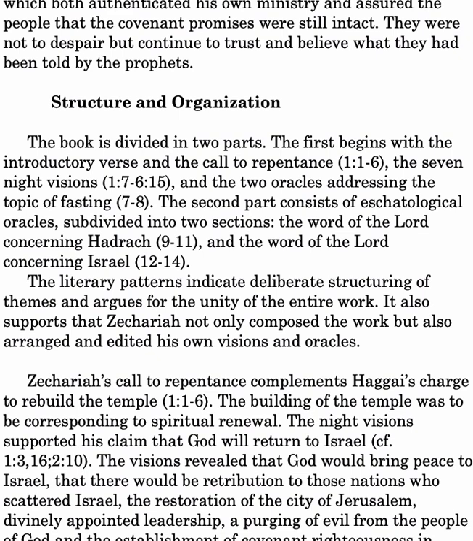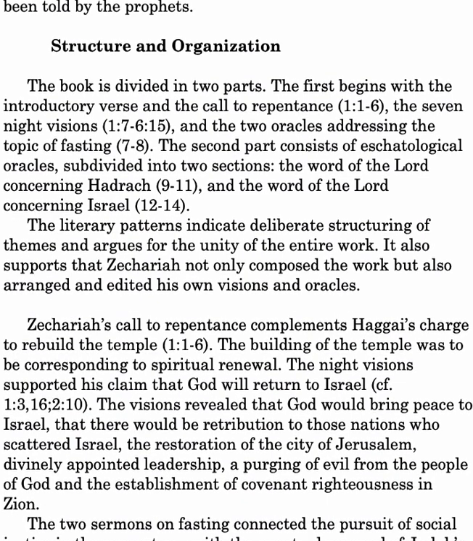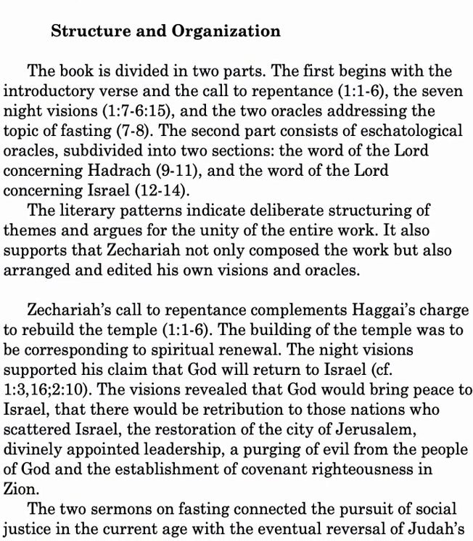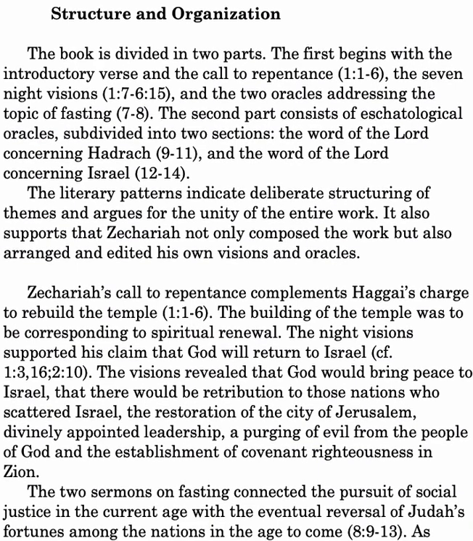Structure and organization. The book is divided in two parts. You mentioned that earlier. The first begins with the introductory verse and the call to repentance, the seven night visions, and the two oracles addressing the topic of fasting.